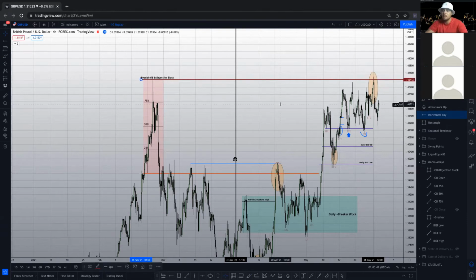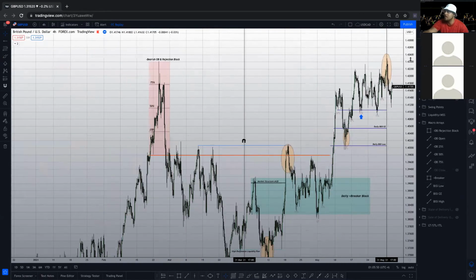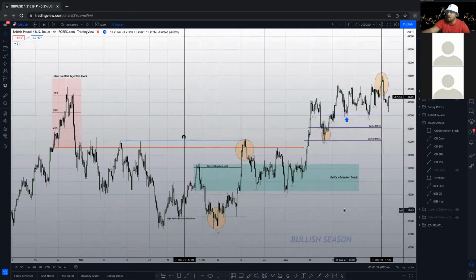relative equal highs. So when you go back and look at this video, guys, what I want you to remember the most is how I used narrative and how I taught you about the state of delivery, the changes in state of delivery, how I brought up to you that this is a bullish tendency season, how I showed you that we were in a buy program after we had the market structure shift. I also explained to you why it's a high resistance liquidity run here on the macro time frame. I showed you why these are long-term lows, short-term lows, and intermediate lows.